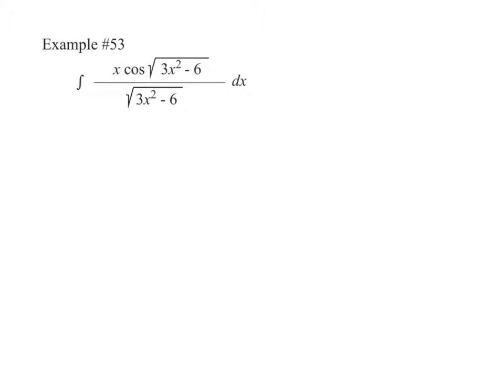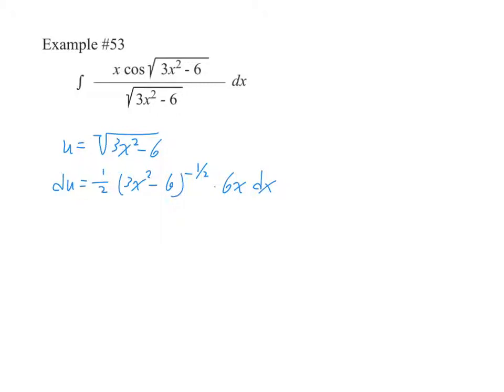If we treat this as just a plain cosine problem and focus just on this part here, its argument, I think you'll start to see where the pieces should fit in. So here, u is the square root of 3x squared minus 6. It's a pretty big argument, but the whole thing needs to be included. That means du should be 1/2 3x squared minus 6 to the negative 1/2 times 6x dx.